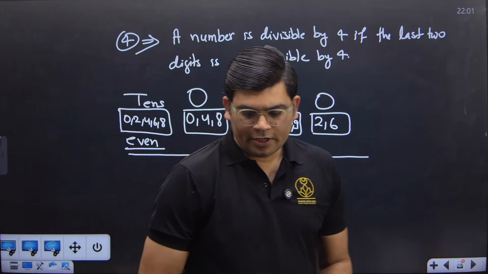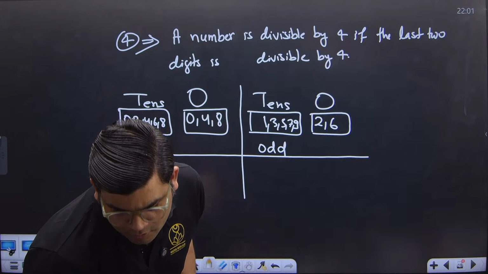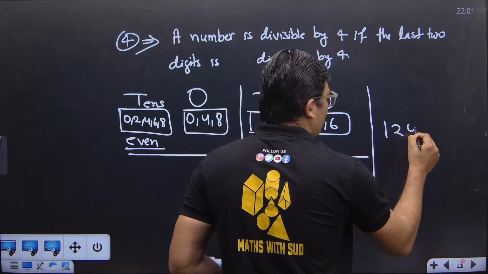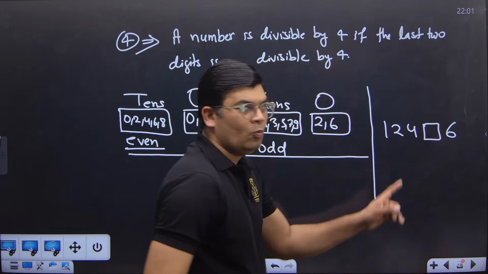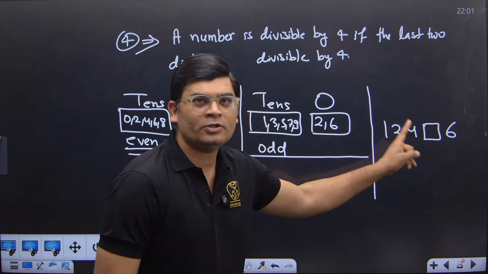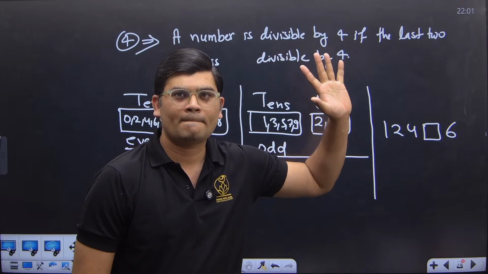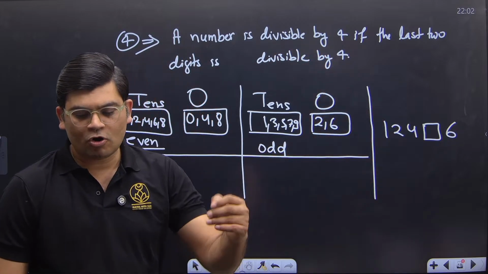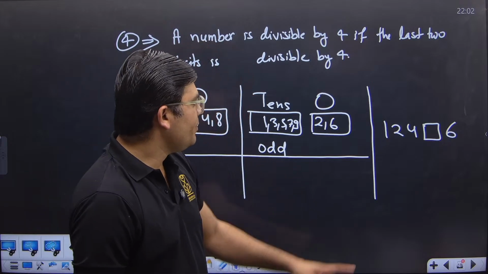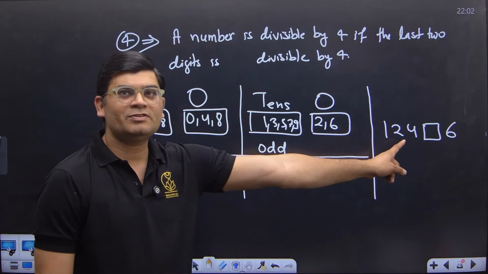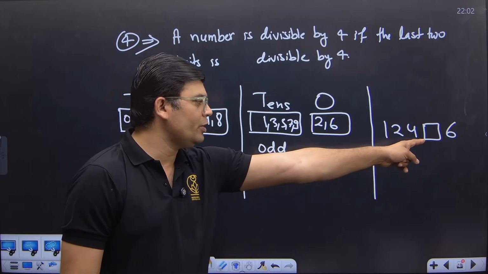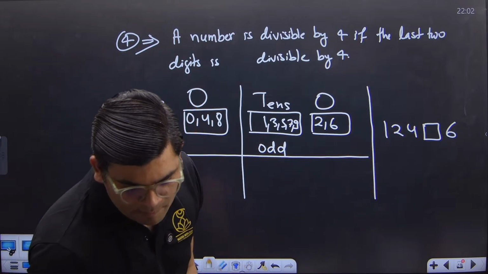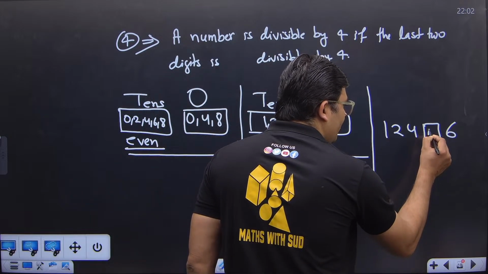Okay, so I am giving you a number in front of you, 124-6. What is the lowest digit which can be filled here so that the given number is divisible by 4? Let me see who answers first. What is the minimum number which is divisible by 4? What should I put here? No, minimum number is 1, my dear. Minimum number is 1. Good try.